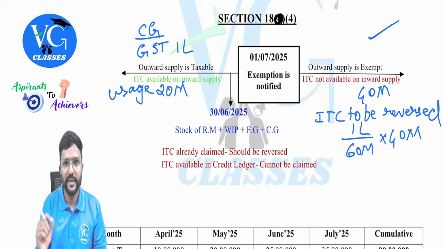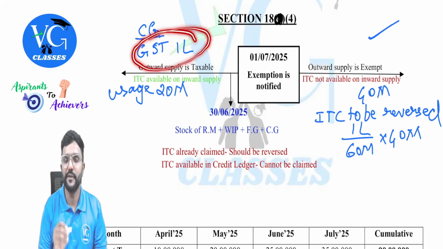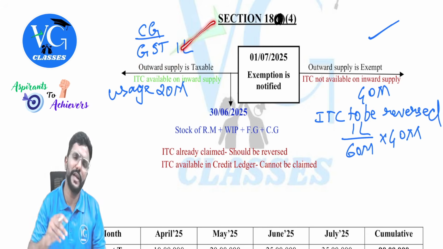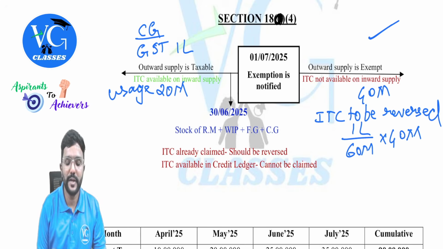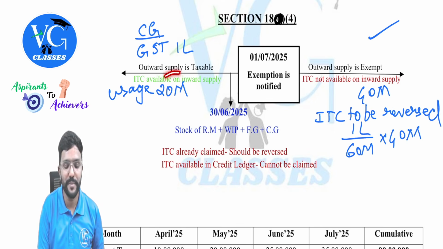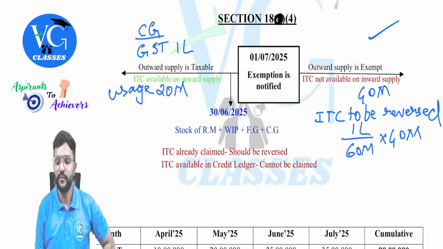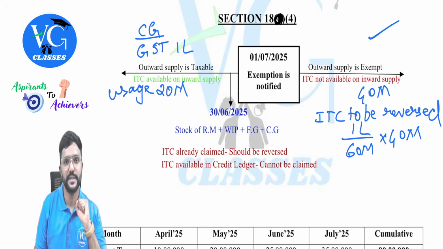Is that clear? I repeat the example. I had purchased a capital goods before 1st July, and on that I have paid a GST of 1 lakh. And before 1st July, I have already used it for 20 months and I have already claimed full 1 lakh credit. Okay. What is the total useful life of the capital goods as per section 18 subsection 4 read with rules? 60 months. So what is the remaining useful life? 60 months minus 20 months. What is the remaining useful life? 40 months, which falls on this side. So for 40 months, we need to reverse the credit. So simple, total credit claimed divided by 60 months into 40 months. You need to reverse it.